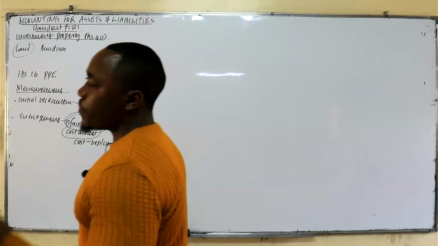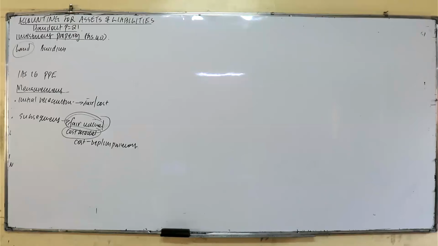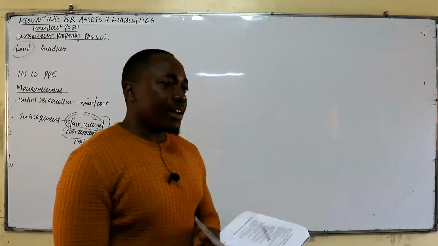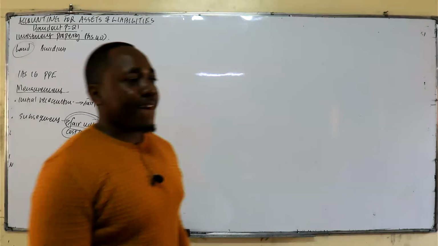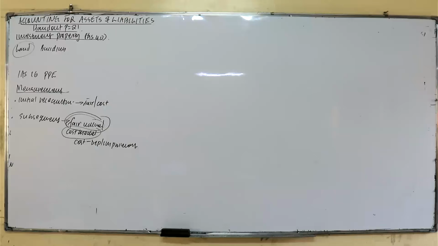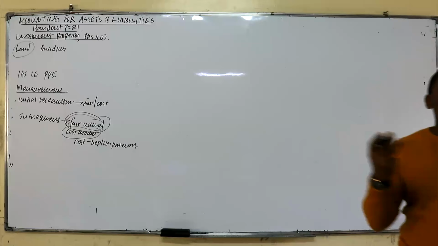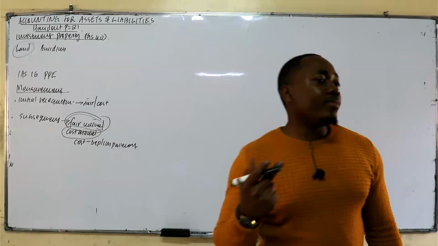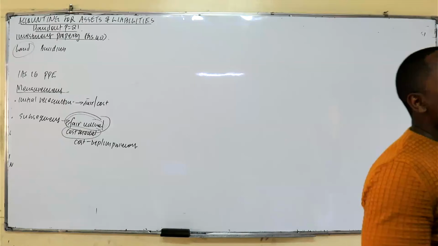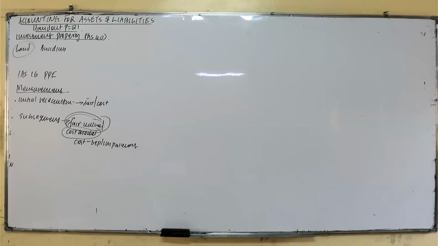Good. Recognition criteria for investment property. When should you recognize an investment property? We discussed this under IAS 41. What was IAS 41? Agriculture, right? When should you recognize a biological asset? Number one, when you own and control the asset. Number two, when you expect some future economic benefits. Number three, when the value can be measured reliably. The same applies to all the other assets, including the investment property.